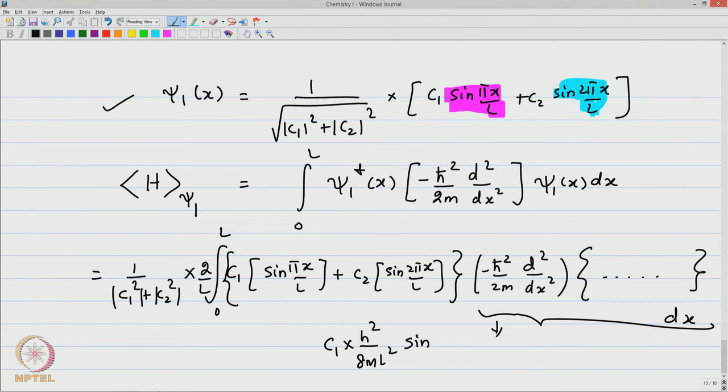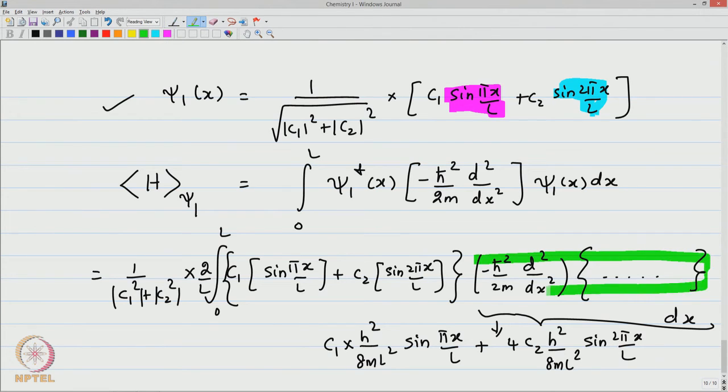That is a normalization constant for the individual wave functions. So, the operator gives you C1 times h square by 8 m L square sin pi x by L plus 4 C2 h square by 8 m L square sin 2 pi x by L, and that is from this operator, the operator acting on the function, the linear combination that we have.